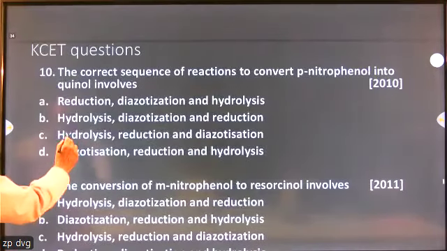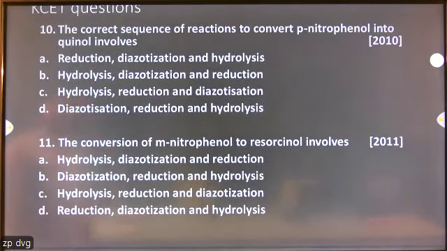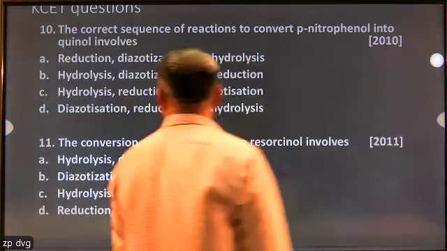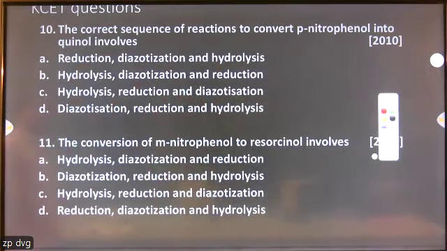Next question. The correct sequence of reactions to convert para-nitrophenol into quinol involves: A, reduction, diazotization, and hydrolysis. B, hydrolysis, diazotization, and reduction. C, hydrolysis, reduction, and diazotization. D, diazotization, reduction, and hydrolysis. So, out of these four options, which is the correct answer?